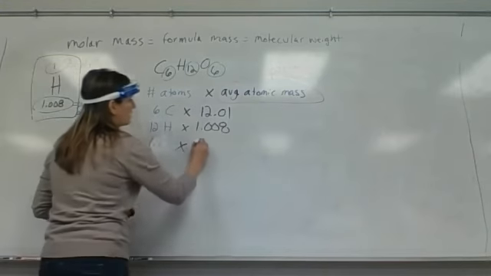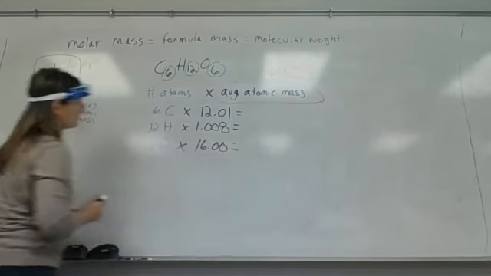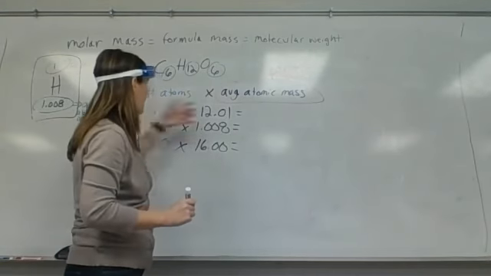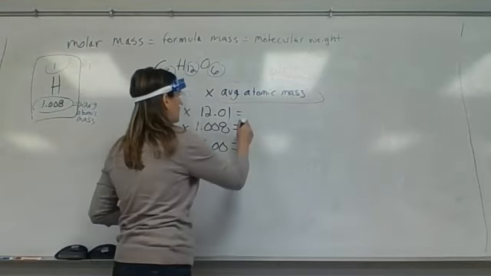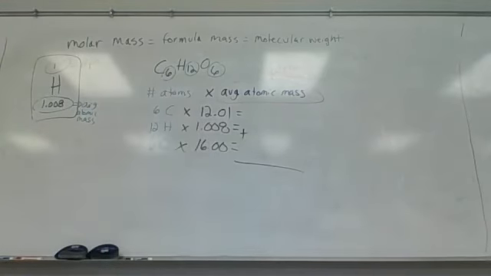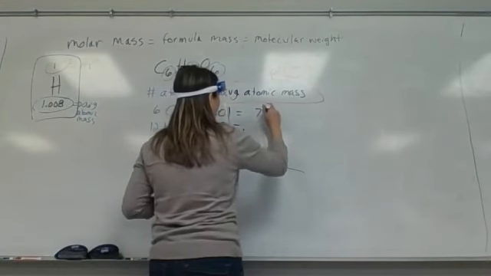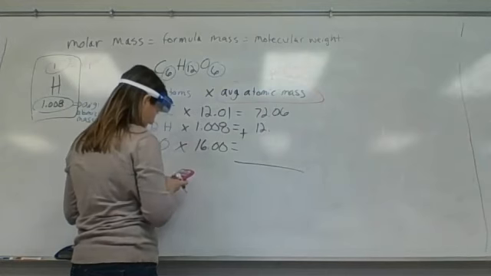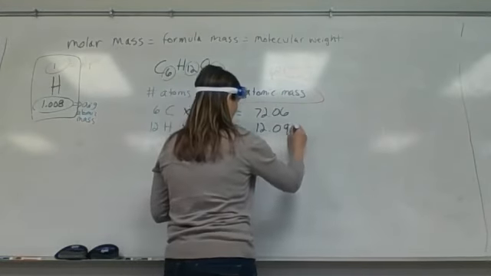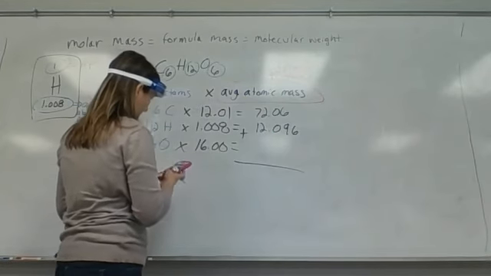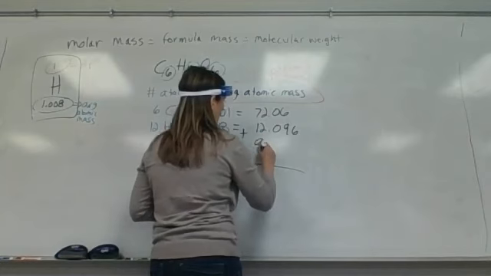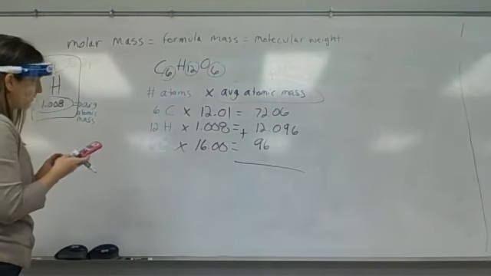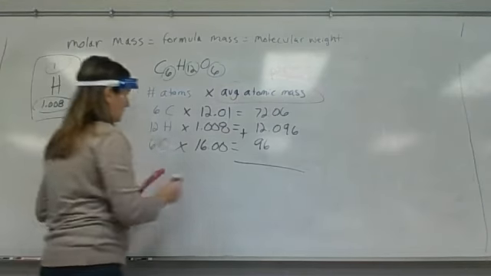For oxygen, looking up its mass on the periodic table, I get 16. So for the molar mass of this entire compound, I'm going to multiply across and then add all those values together to get my total. So 72.06, for a total of 180.